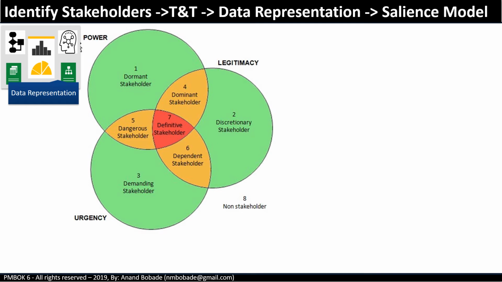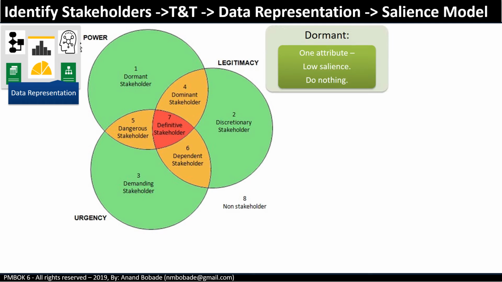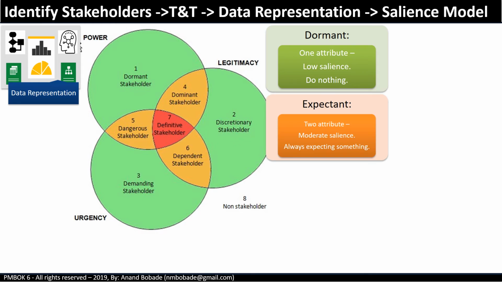Further, stakeholders can be dormant stakeholders. They have power but no urgency or legitimacy. Thus, the manager should be aware of them, but there is no need to plan for their needs. Expectant stakeholders have moderate salience, always expecting something from the project manager.